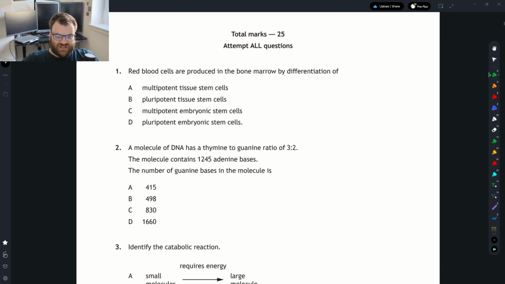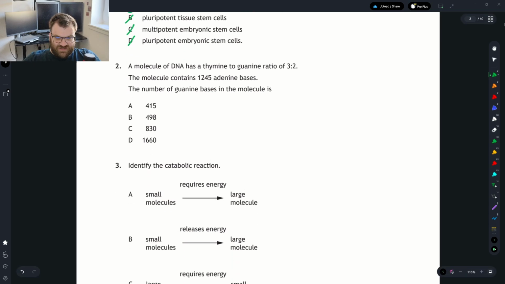One way of approaching this is to look at the two combinations of words, where multipotent is the word used to describe tissue stem cells, and pluripotent is used to describe embryonic stem cells. One way of narrowing it down to A and D is they are correct statements. We're asked about making red blood cells from bone marrow. As these are not found in an embryo, this is going to be an adult tissue stem cell, which is multipotent. Next one is asking us to deal with the number of bases in a DNA molecule.